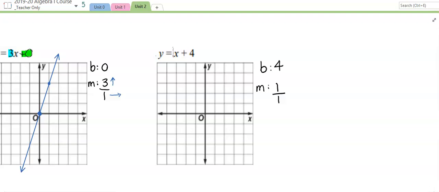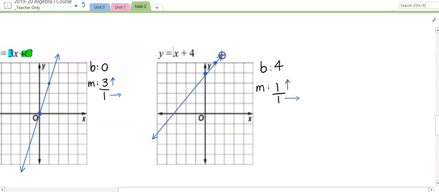So I'm going to begin at 4, and I'm going to go up 1, right 1, rise, then run. And I have my points. I'm careful to make sure my line goes all the way through my graph. I don't want to just connect these two. And I'm finished.